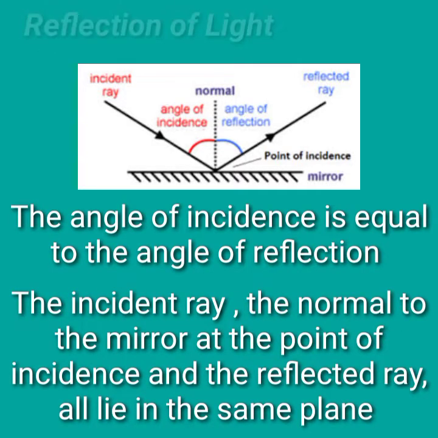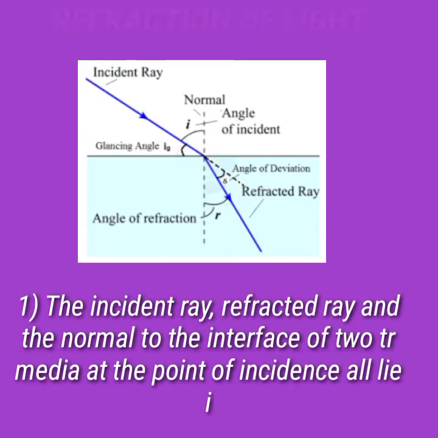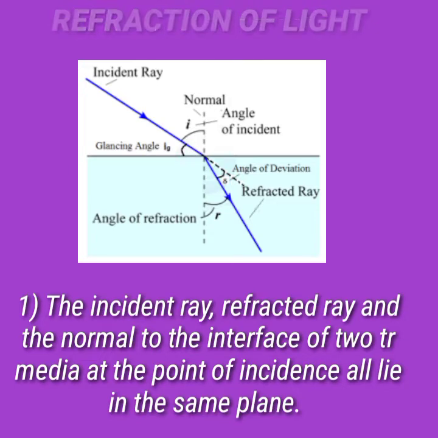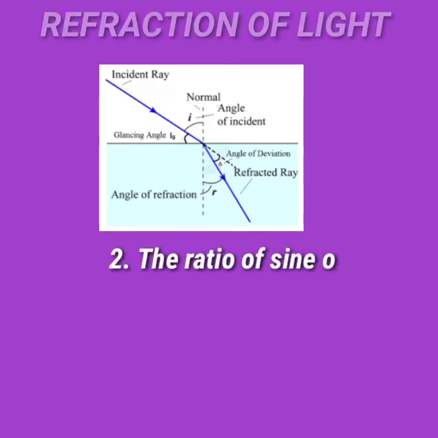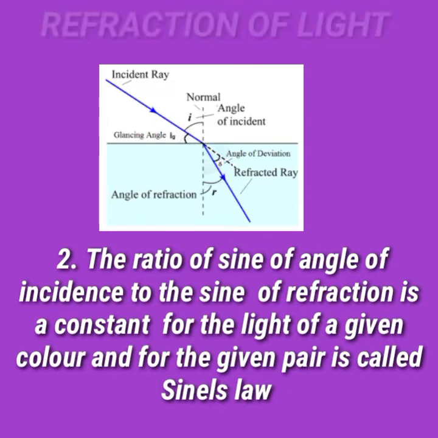The incident ray, the normal to the mirror at the point of incidence, and the reflected ray all lie in the same plane. The next law is refraction of light. The incident ray, refracted ray, and the normal to the interface of two media at the point of incidence all lie in the same plane. The ratio of sine of angle of incidence to sine of angle of refraction is a constant for the light of a given color and for the given pair of media. Snell's law.